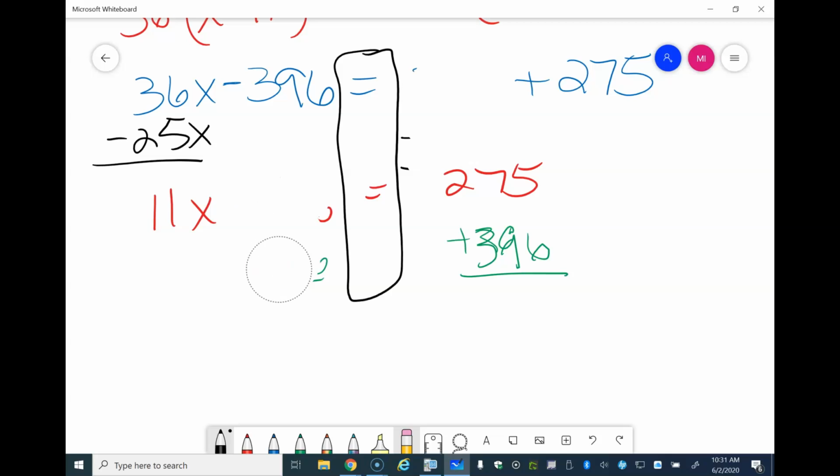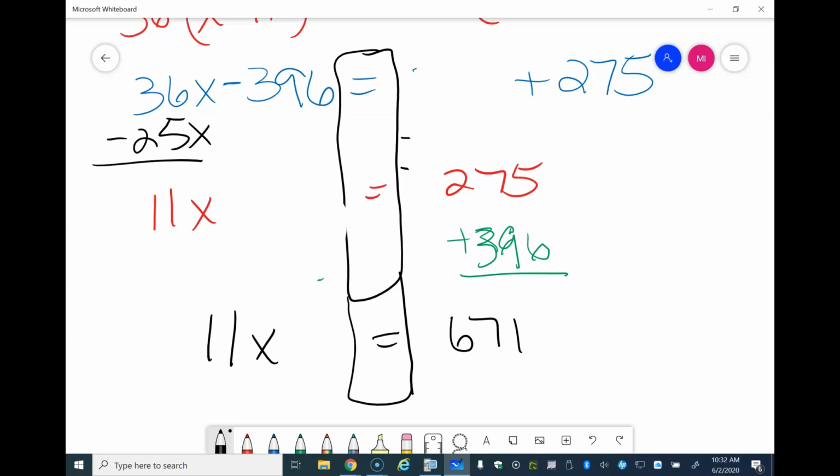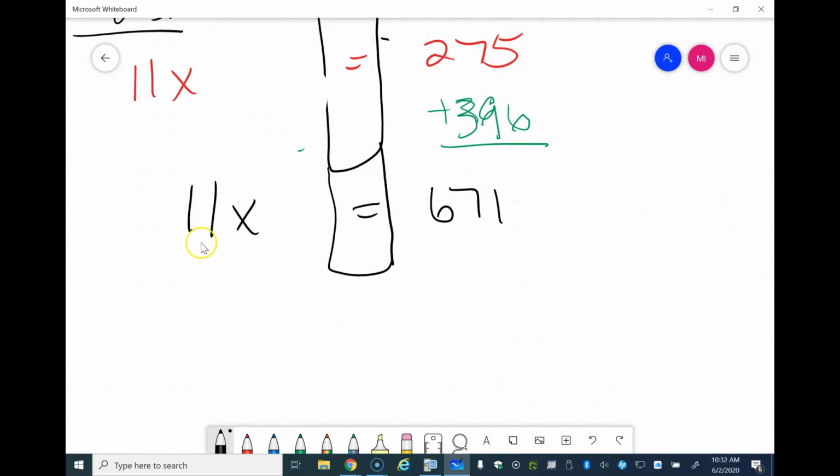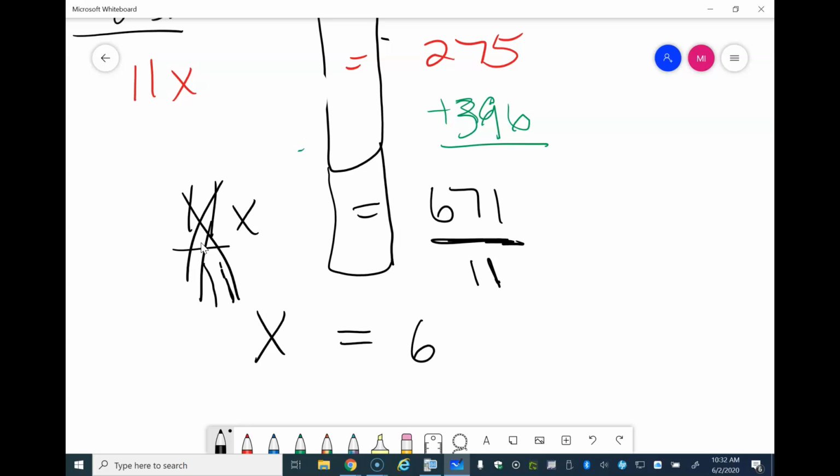So this goes away now. If I add those two together, I'm going to get 671. The 11x is being multiplied together, so I'm going to do the opposite, which is division. X by itself is equal to 61.